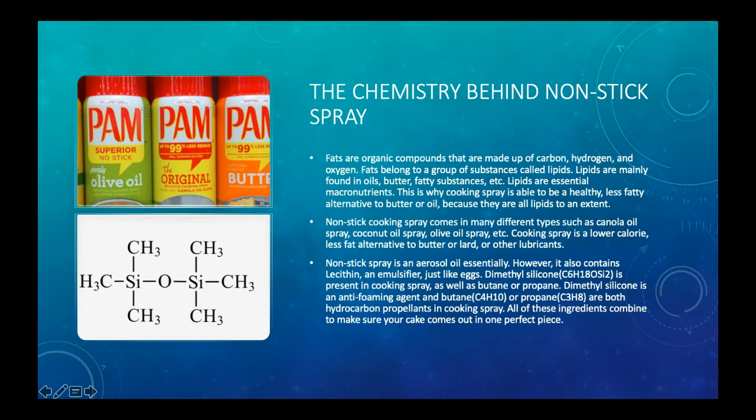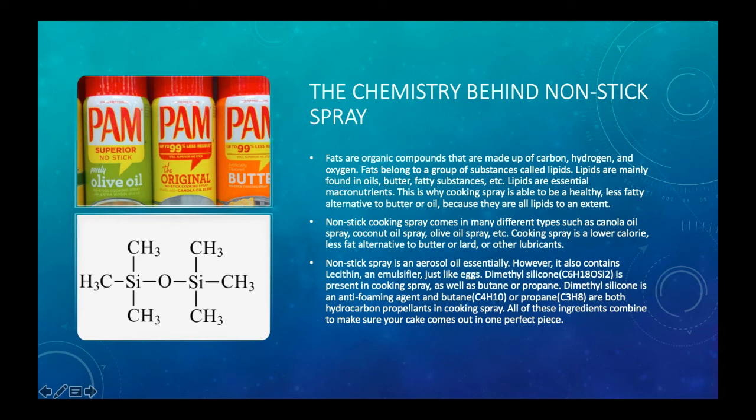Fats are organic compounds that are made up of carbon, hydrogen, and oxygen. Fats belong to a group of substances called lipids. Lipids are mainly found in oils, butter, fatty acids, etc. Lipids are essential macronutrients. This is why cooking spray is able to be a healthy, less fatty alternative to butter or oil, because they're all lipids to an extent.